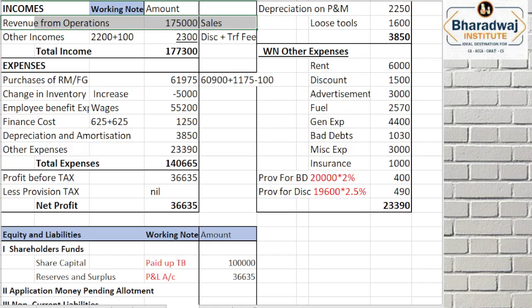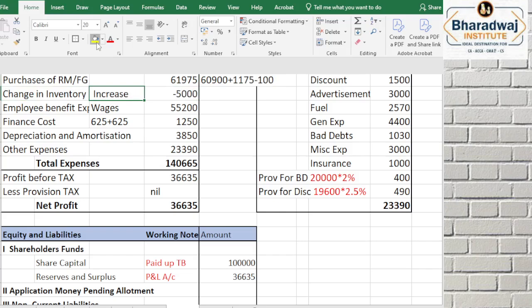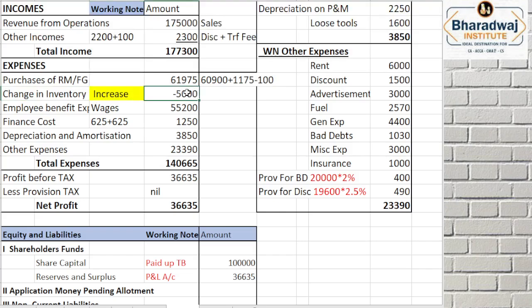So sales is the revenue from operations, other income, discount and transfer fees, purchase of raw materials, purchases plus carriage inwards minus purchase returns. Increase in inventory, the inventory has gone up, which means this part of inventory is not consumed, so minus 5,000. Employee benefit expenses, finance cost, 6 months only paid, remaining 6 months is outstanding. Depreciation 3850, other expenses 23,390. Profit before tax, you get 36,635.